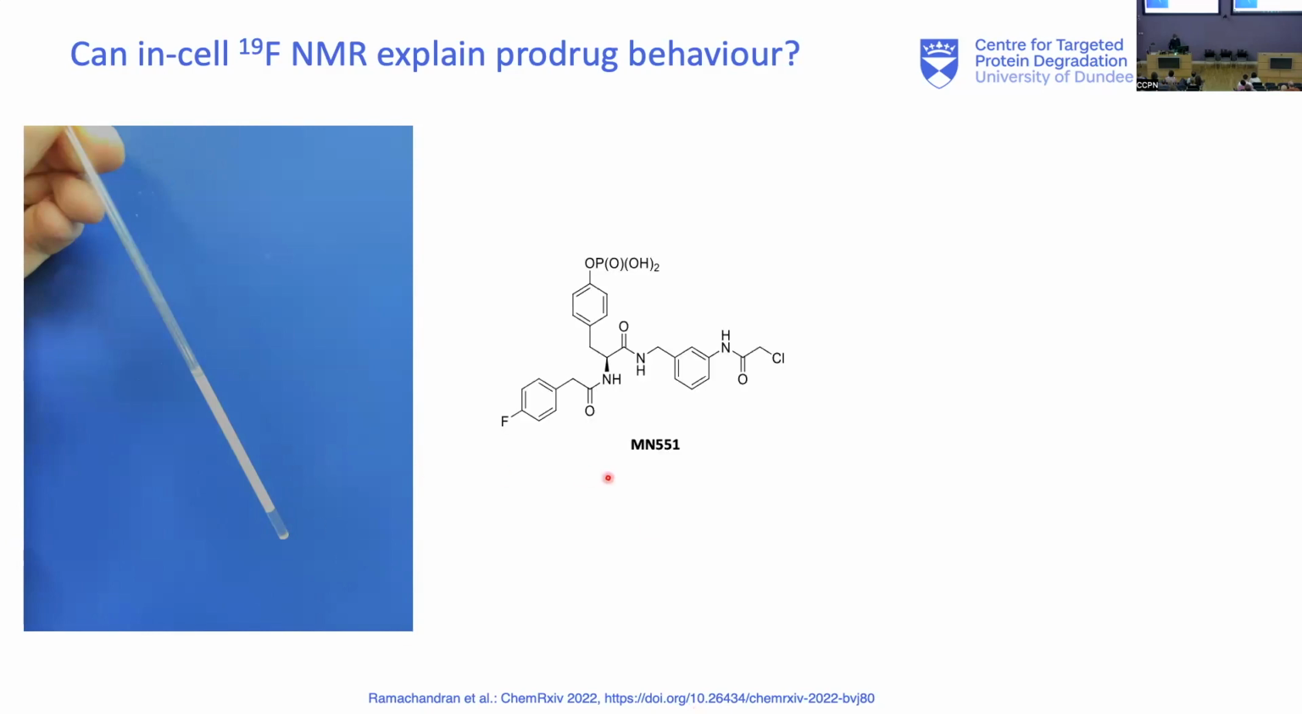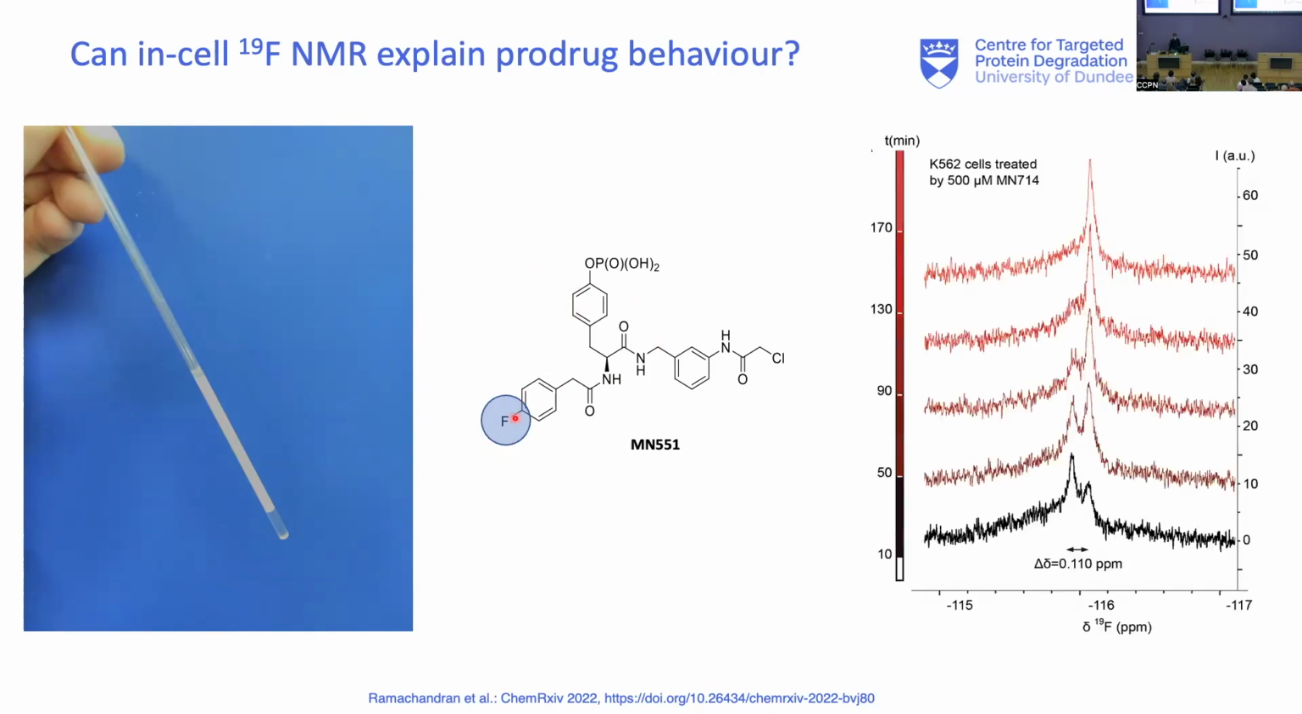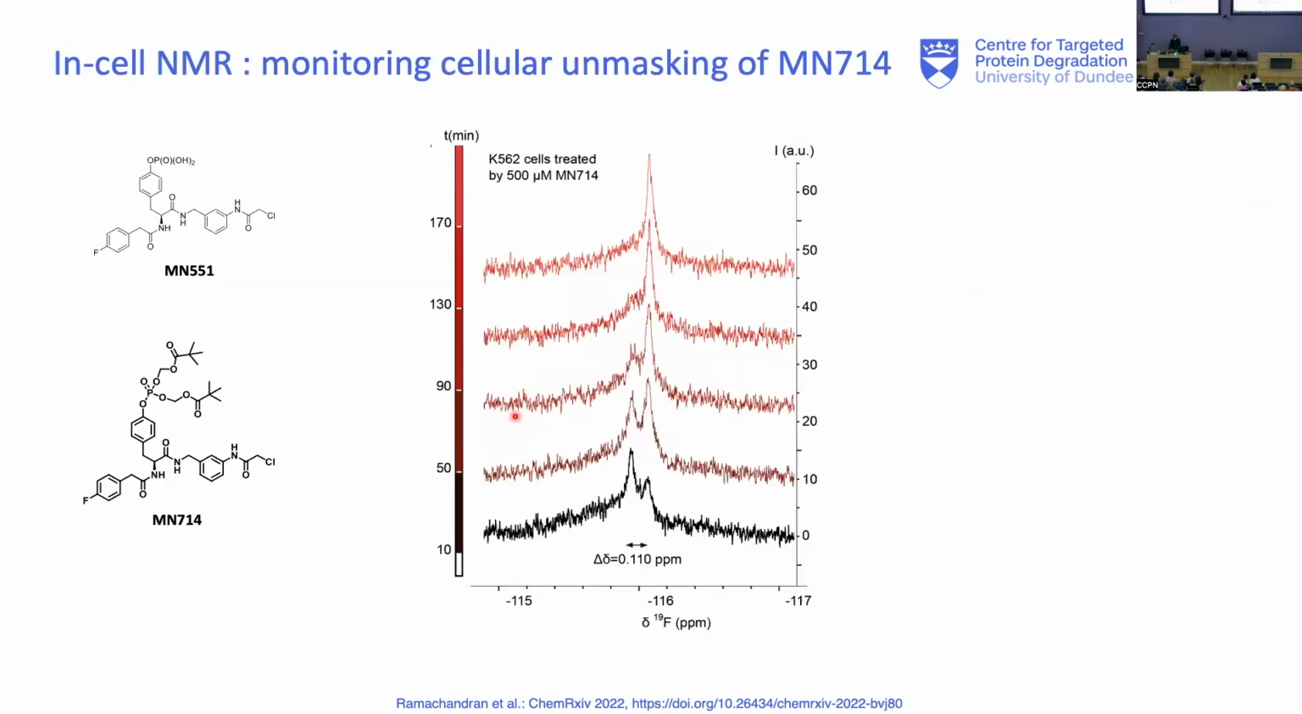If we're looking back at this molecule, there is this fluorine that is quite distant to the phosphate group. So originally we didn't really expect that it would be sensitive to the phosphate, and we tried introducing additional fluorines. That didn't go very well, but it turned out that the fluorine that we already had in there was actually sensitive enough and showed a small chemical shift perturbation upon the protection of the phosphate.